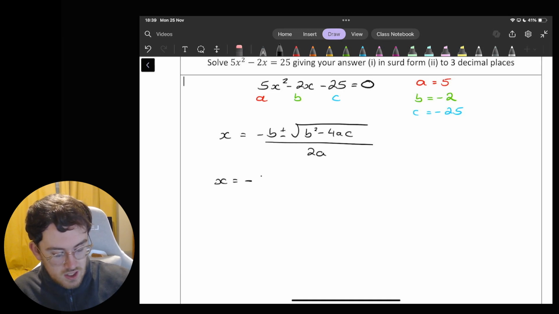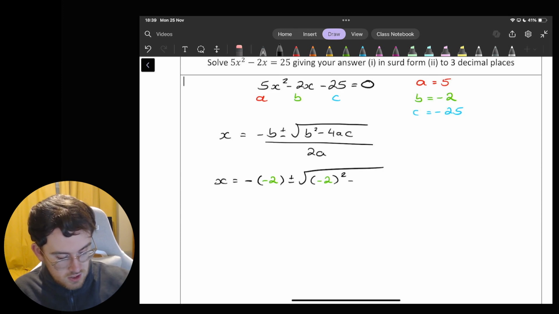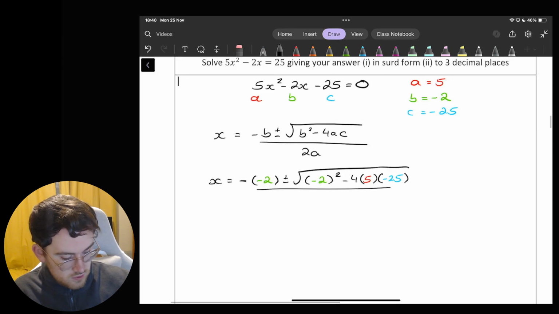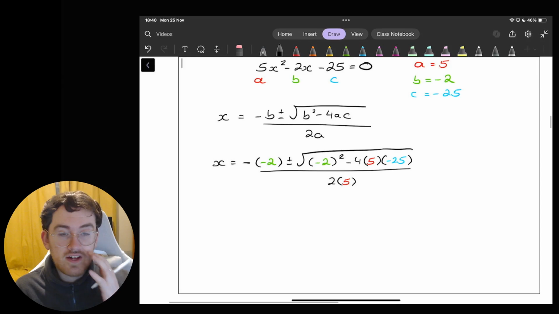The formula starts with minus and then has b, so I will fill in my answer for b, which is minus 2, plus or minus the square root of b squared, so again I will fill in what I have for b, which is minus 2 squared, minus 4 times 5 times c, which is minus 25, all over 2 times a, which we've identified as 5 here. Okay, so we've filled in all our values here.